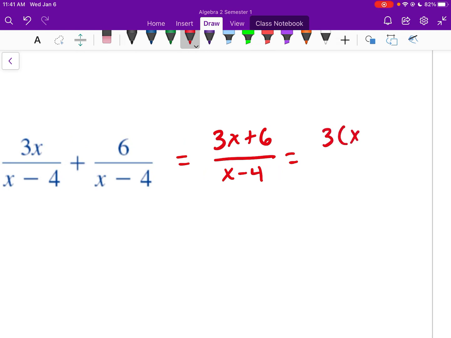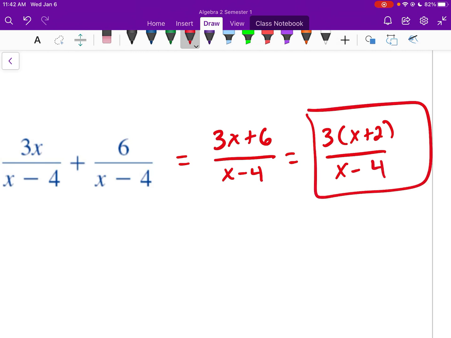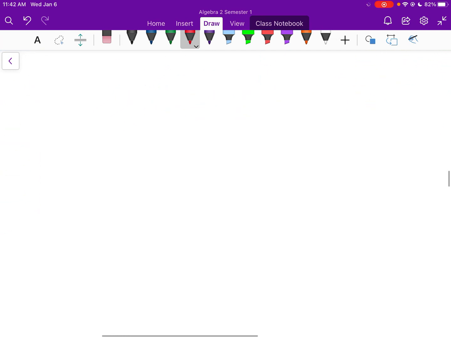3 times x plus 2. So if we had an x plus 2 in the bottom, we would be able to simplify, which we do not, because it is x minus 4. Therefore, we are done. But a big thing, always make sure if it factors, factor it to make sure that it does not simplify further.